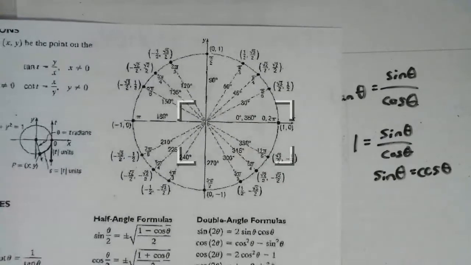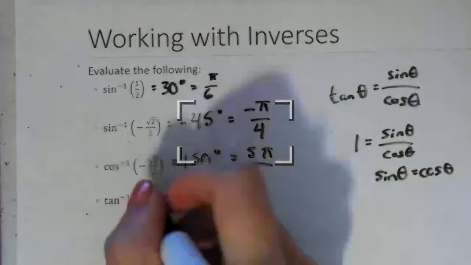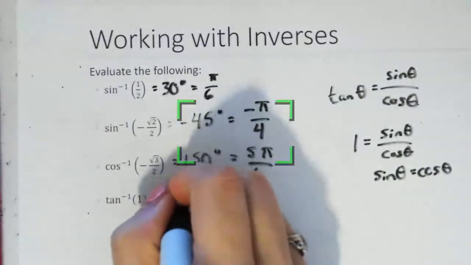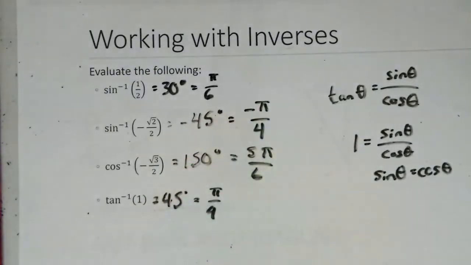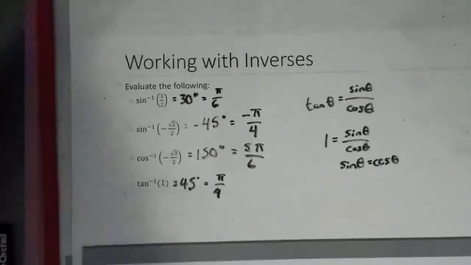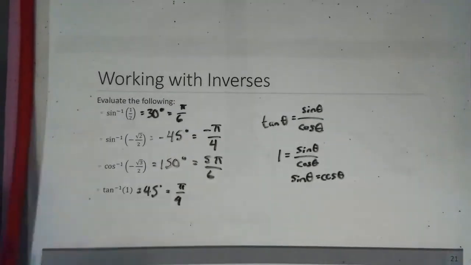So tangent, we restricted to negative pi over 2 to positive pi over 2, and I need the x and y values to be the same. That happens right here at 45 degrees, which is pi over 4. These inverses take a little while to get used to remembering the right quadrants. So make sure you're getting some practice in and remembering where we can actually use these, so where our answers can come from.